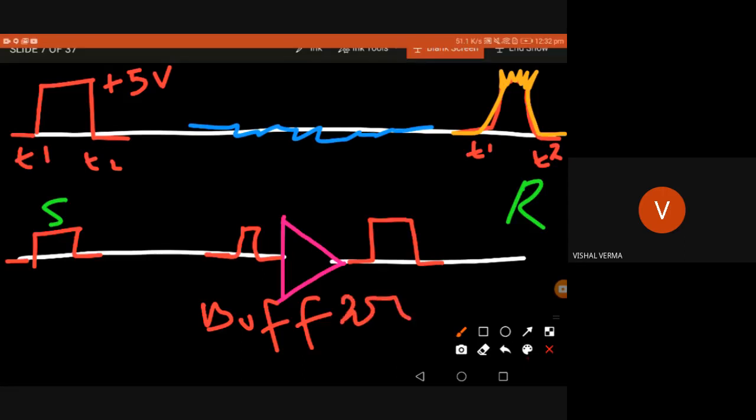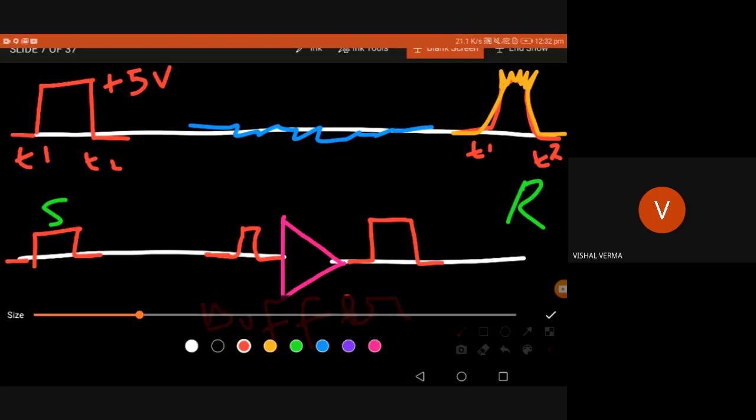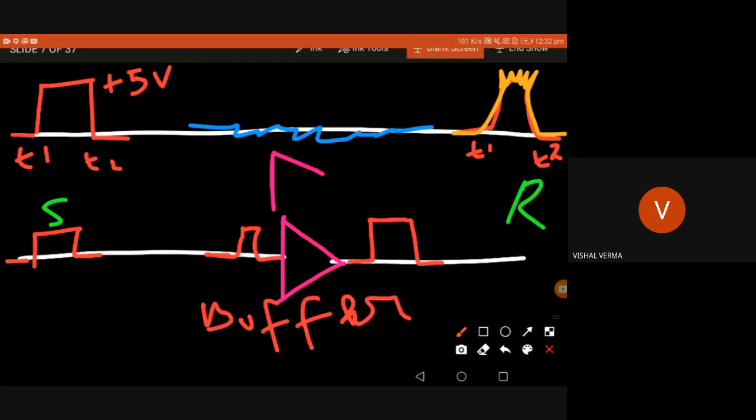Clear? Buffer. You can remember what a NOT gate is. The NOT gate is the buffer with a bubble. Then it becomes a NOT gate, an inverter. With input one I get zero, and with input zero I get one. So a buffer is just a kind of amplifier, right? It strengthens the signal, it amplifies the signal, and it can reduce noise.